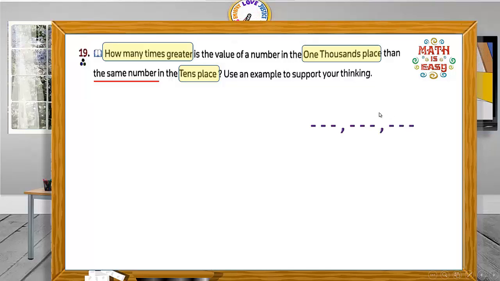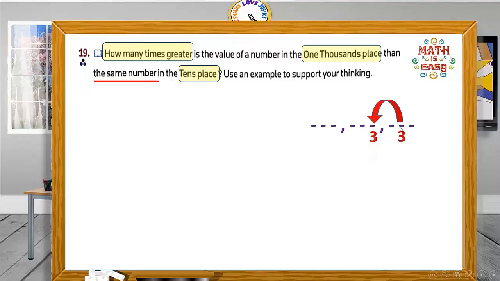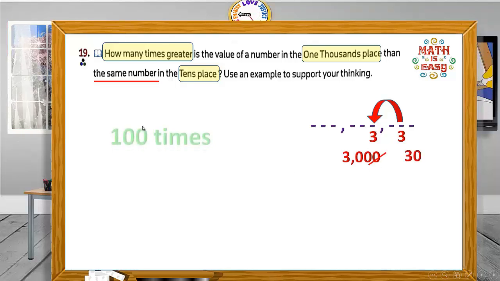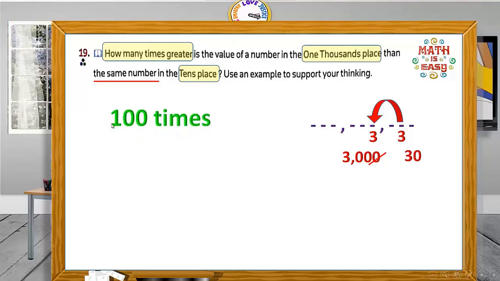to reach 1000, where is the 1000th place? Here. You moved how many places? 1, 2. That means your answer will be what? If you have here 3, for example, and you have here 3, you moved from 30 to 3000. That means you moved how many? 2 zeros or 2 places. Your answer will be 100 times.